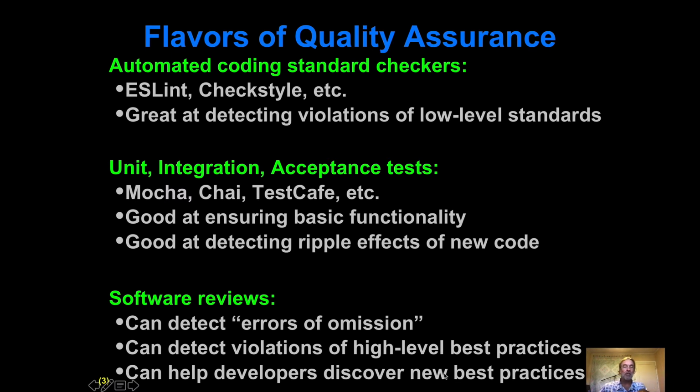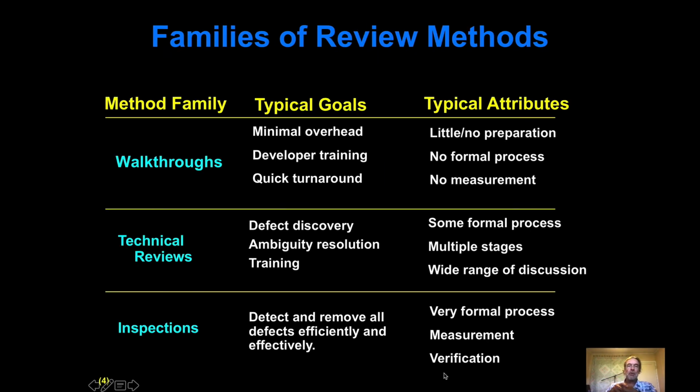So with software reviews, these are the things we want to focus on, not the stuff that's easy to do via testing, not the stuff that's easy to do with an automated coding standard checker like ESLint. We want to focus on these other levels, okay? So there's essentially three kinds of software review. We call them walkthroughs, technical reviews, and inspections.